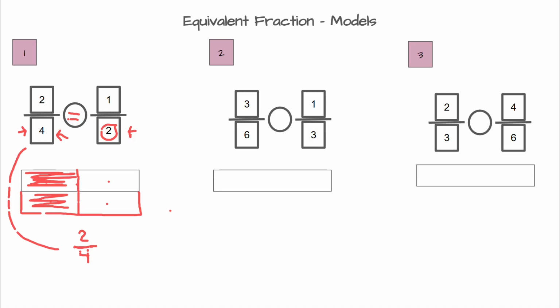Okay, so let's try this one more time. Let's go ahead and do number 2. I have 1/3 and 3/6. My smallest denominator is the 3. So I'm going to go ahead and cut up my bar into 3 parts. That's 1, 2, and 3. Okay, I need to have 6 parts because my second denominator requires 6 parts. So I'm going to go ahead and make a second bar underneath that one.